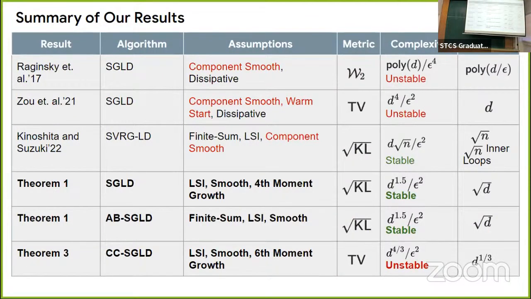So this is the comparison to state-of-the-art results. For instance, Erdogdu et al. considered component smoothness and dissipativity, and they had worse dependence on the dimension and epsilon. Zhu et al. had worse dependence on dimension, and they also have a warm start assumption and component smoothness, and it was in a different metric. We actually improved along all those dimensions: dimension dependence, batch size, the metric of convergence, and the assumptions in various ways. And it is actually better than the bounds on SVRGLD, that is variance reduced stochastic gradient Langevin dynamics.